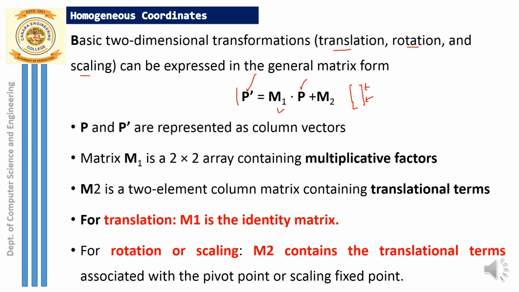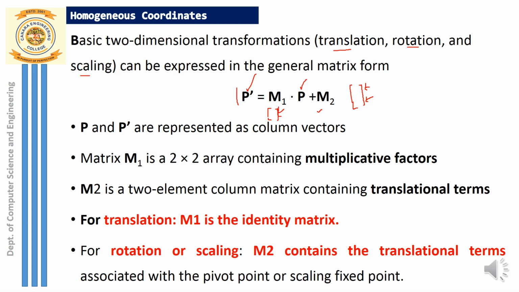So what are M1 and M2 over here? M1 is a matrix, and the order of the matrix M1 is 2 by 2, 2 rows and 2 columns, and this is a matrix which contains multiplicative factors. So we multiply this matrix M1 with the point P. What the elements of this matrix M1 should be, we will see shortly, but that is what we have to decide depending upon the type of transformation.